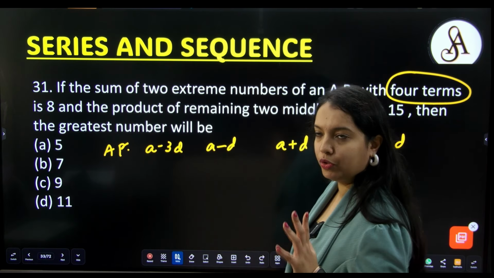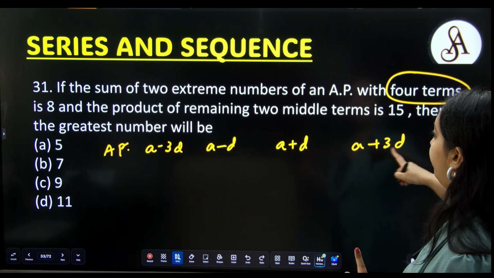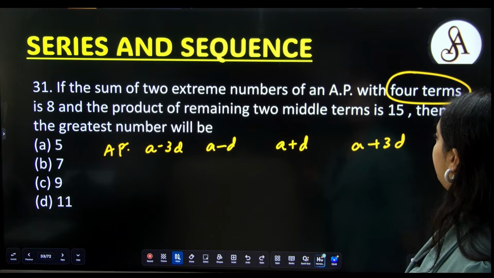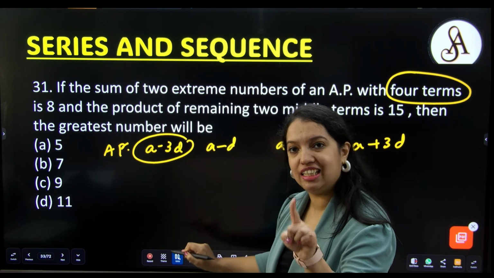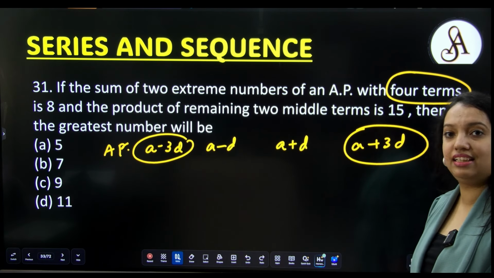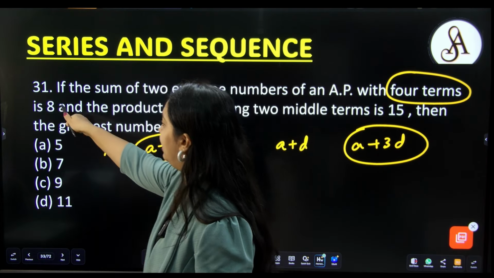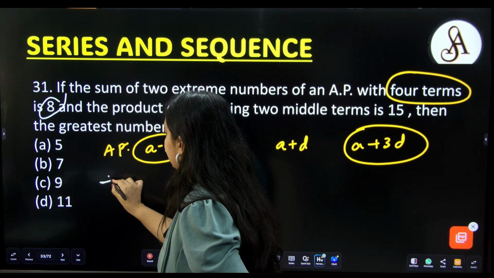Yes. These are the 4 terms in AP. What have they given? The sum of the extreme numbers of an AP with 4 terms is 8. Sum of the extreme terms. Remember, this is the smallest extreme and this is the greatest extreme. When I add them, I'm getting the sum as 8. So this is the first information given.